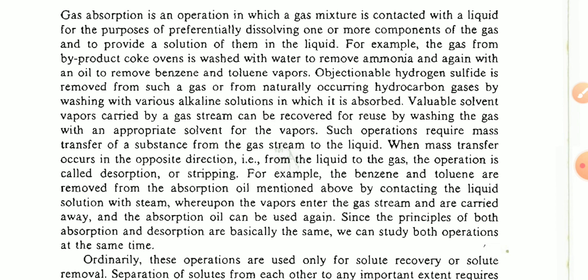When the mass transfer occurs in the opposite direction, from the liquid to the gas, the operation is called desorption or stripping. For example, the benzene and toluene are removed from the absorption oil mentioned above by contacting the solution with steam, whereupon the vapors enter the gas stream and are carried away. The absorption oil can be used again.